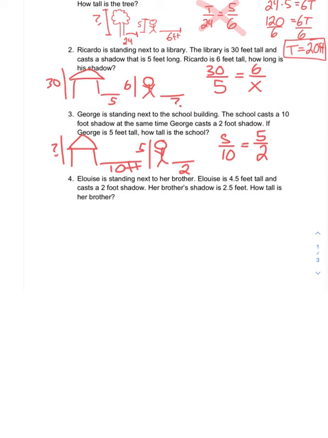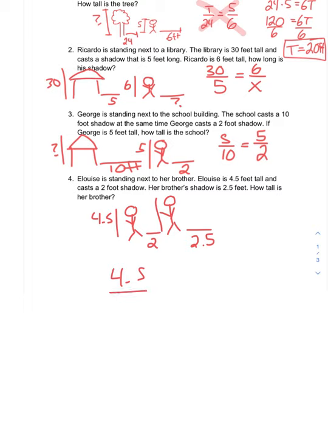All right, and the last one, we have Eloise and her brother. Eloise is 4.5 feet tall. Her shadow is 2 feet. Her brother's shadow is 2.5 feet. So I'm assuming her brother's going to be a little bit taller because his shadow's a little bit longer. But you're solving for his height. Yes, you should get a decimal for this one.